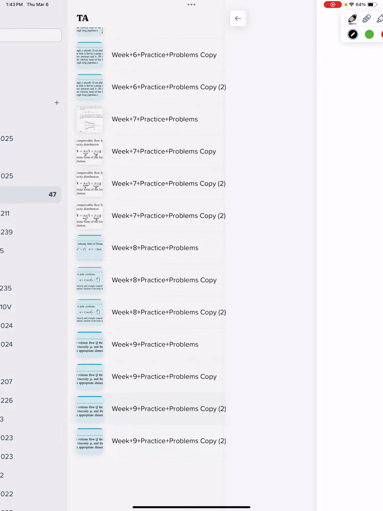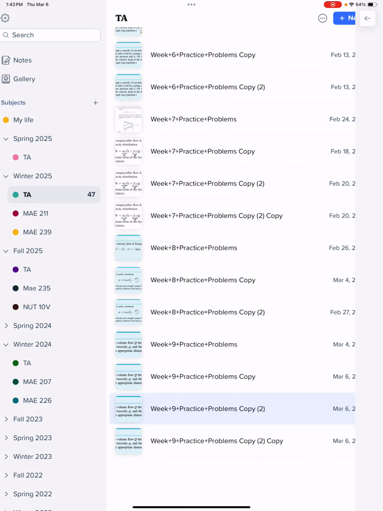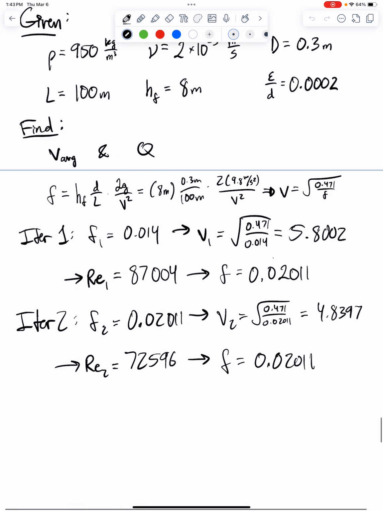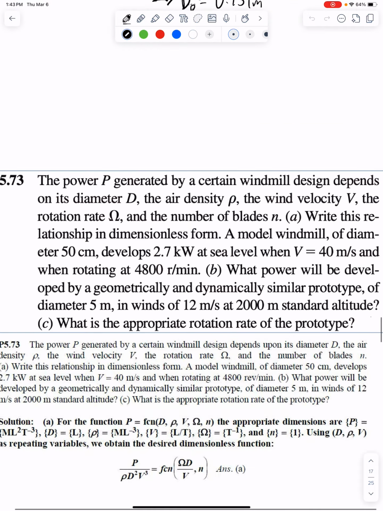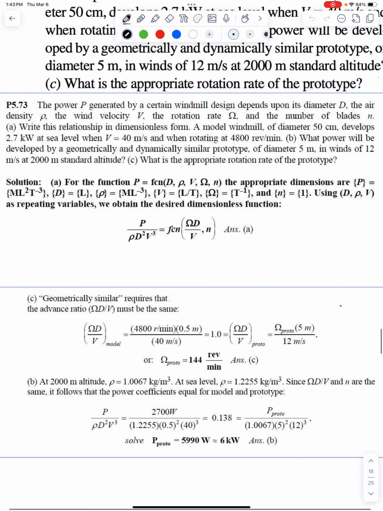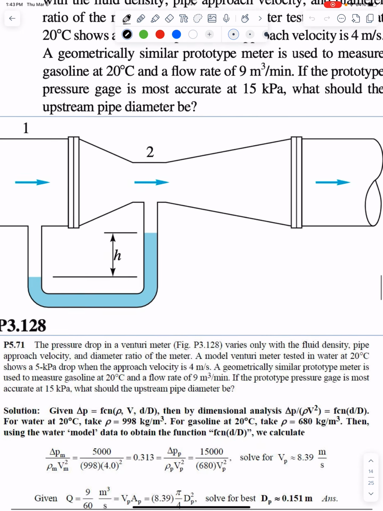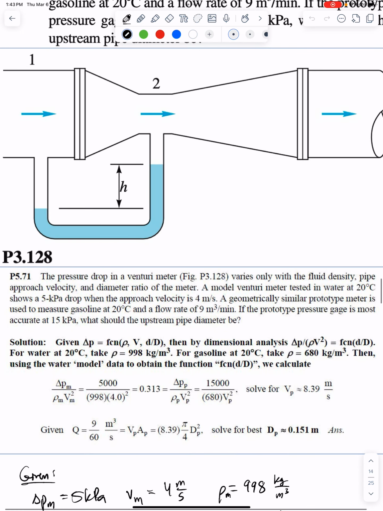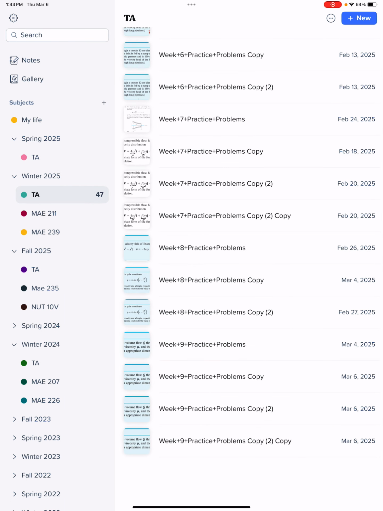Let me just double check quickly what exactly was the density of gasoline. I don't remember. Okay, it was 680, but I got the water one wrong, which is fine. This is a math error.